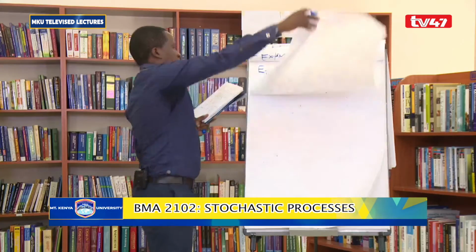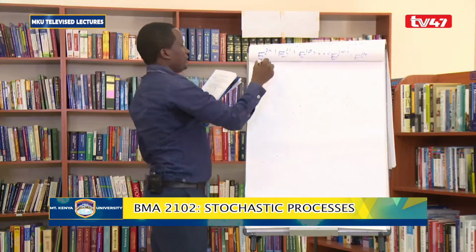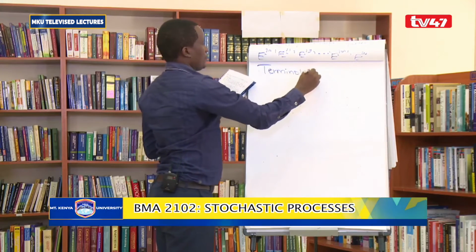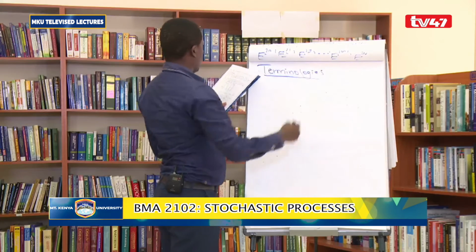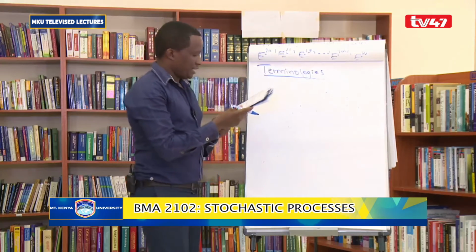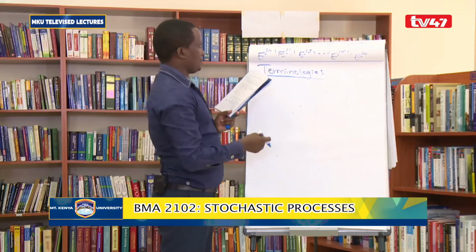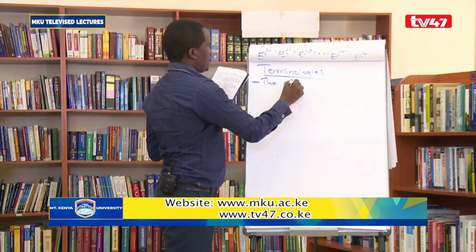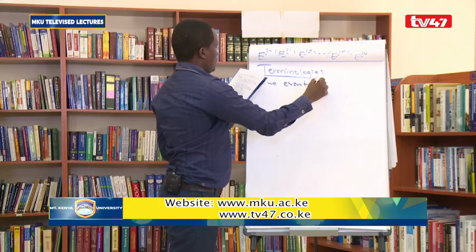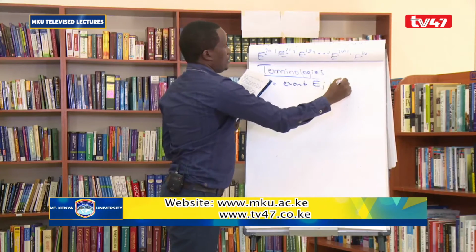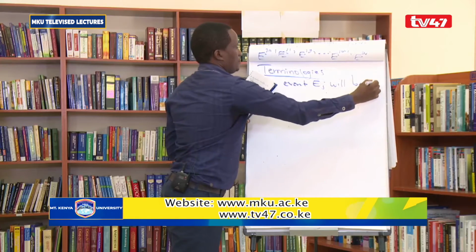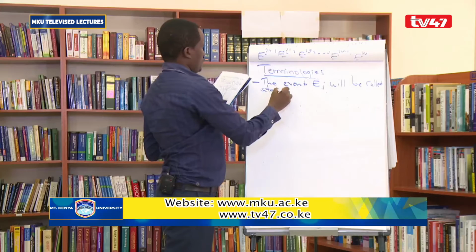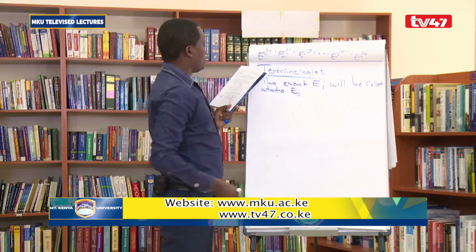We define some terms here. So let's look at some terminologies we are going to be using here. The event EJ will be called state EJ. So EJ here will mean a state.